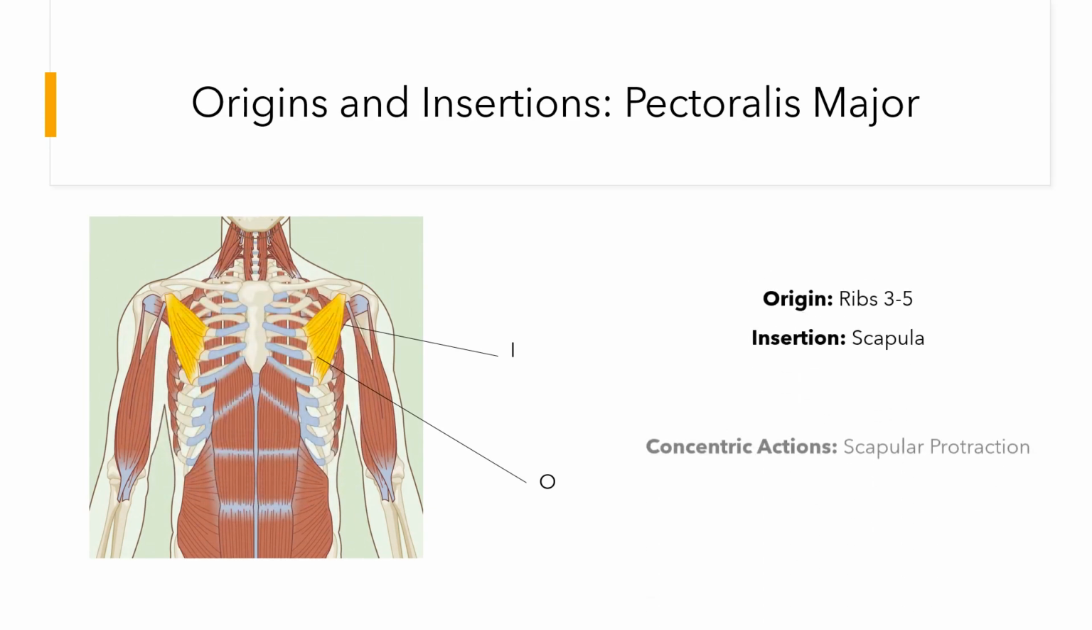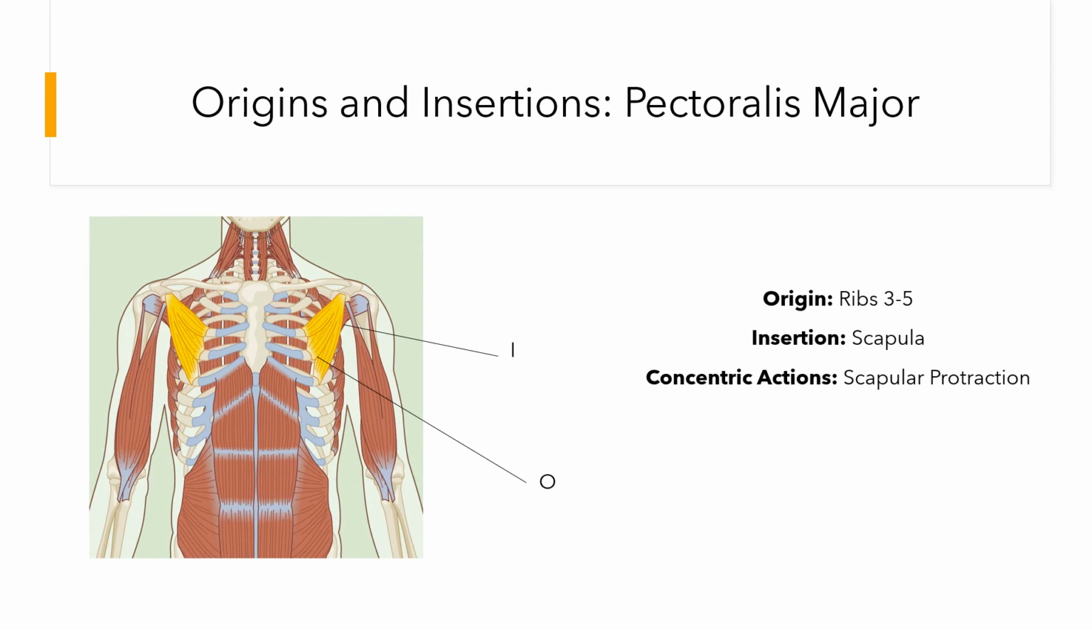Okay, moving on to the pectorals. Pectoralis major originates in ribs 3 to 5, very clear on this picture, and inserts into the scapula again. Concentrically, you're going to get protraction, which is why you're also working your serratus when you do most pushing movements, if not all of them. Eccentrically, you're going to get retraction.